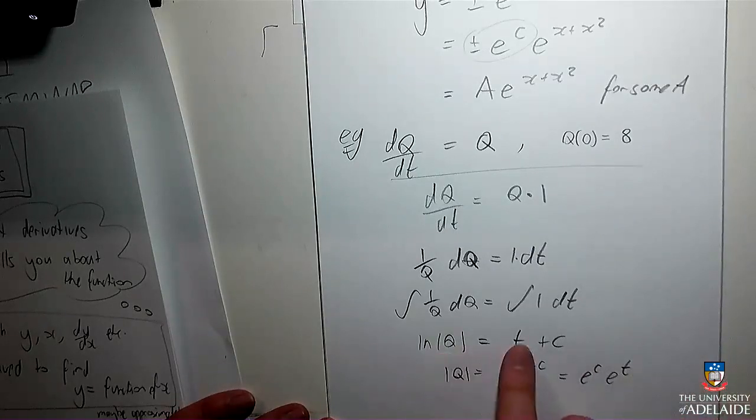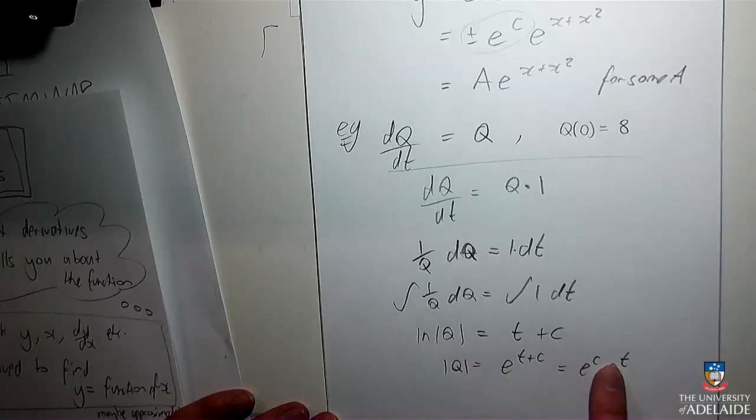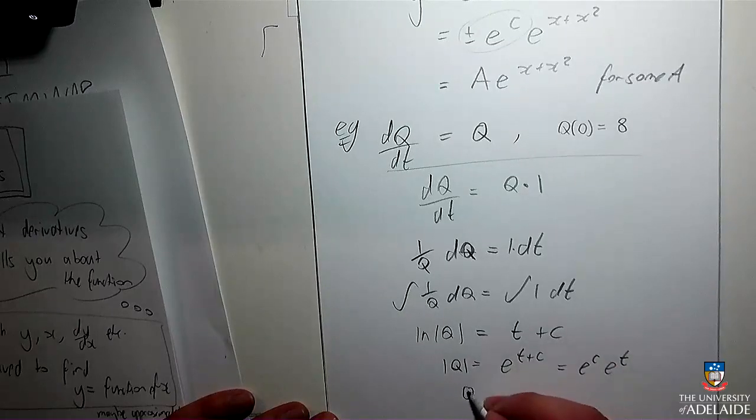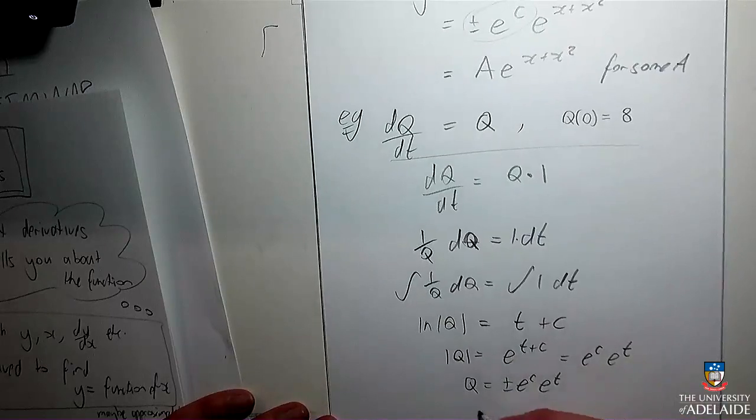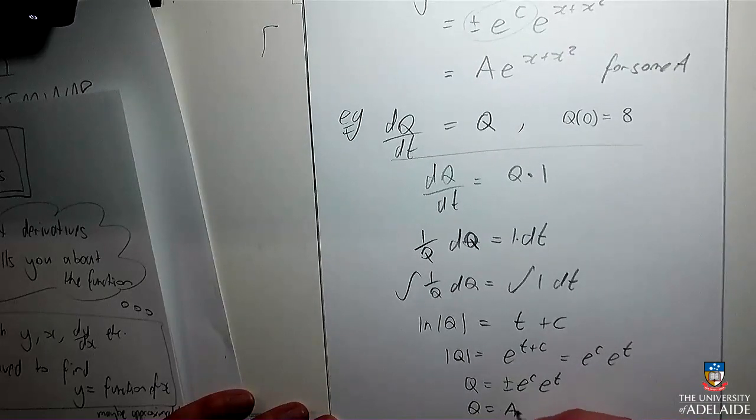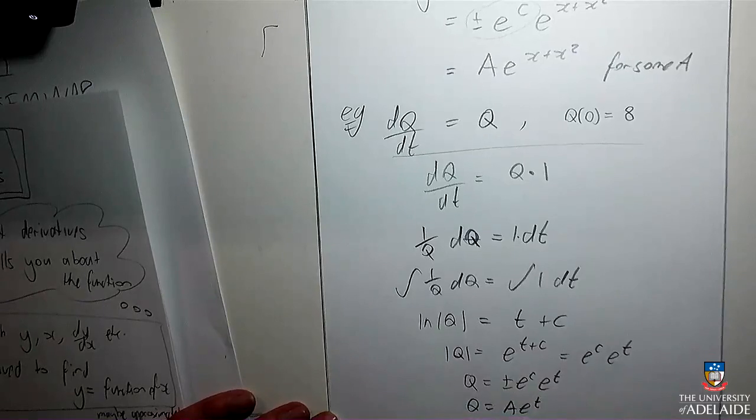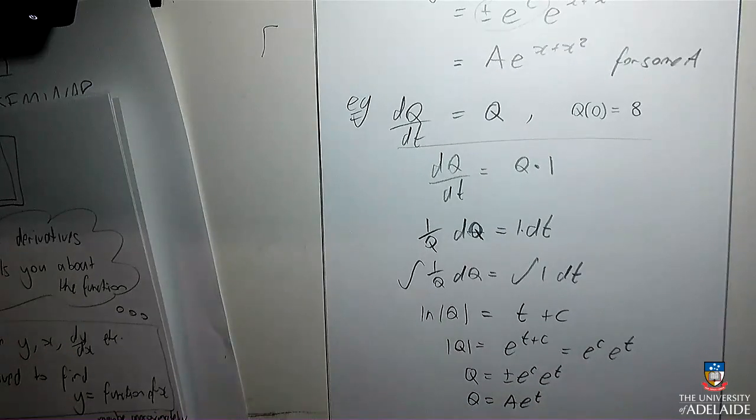So I can do e to the power of both sides. I can pull the e to the power of c out, and I have q equals plus or minus e to the power of c, e to the power of t, which means that q is actually some multiple of e to the power of t. And the reason why this is better is because I don't really care what c is, because I just want to figure out what goes in this position.